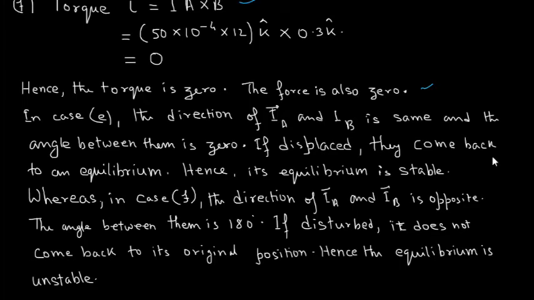In case E, the direction of IA and B is the same and the angle between them is 0. If displaced, they come back to equilibrium. Hence, the equilibrium is stable. Whereas in case F, the direction of IA and B are opposite. The angle between them is 180 degrees. If disturbed, it does not come back to its original position. Hence, the equilibrium is unstable. Let us see the next problem.